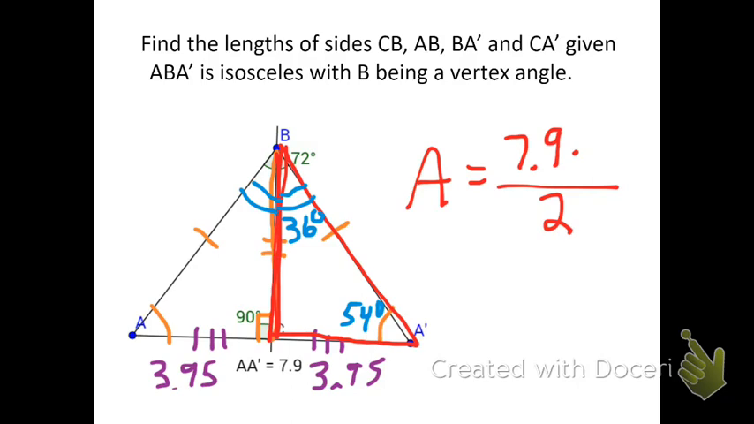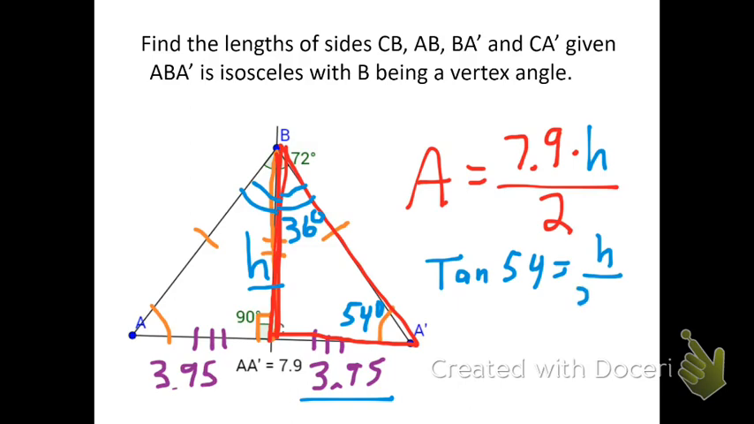So now we have that red right triangle where we could find the height by doing SOHCAHTOA. In this case, we have the adjacent leg to 54 degrees, and we're looking for the opposite leg to 54 degrees. You could have used 36 as well. It would have been just fine. So the tangent of 54 is equal to h over 3.95. If you did the tangent of 36, that would have been 3.95 over h.